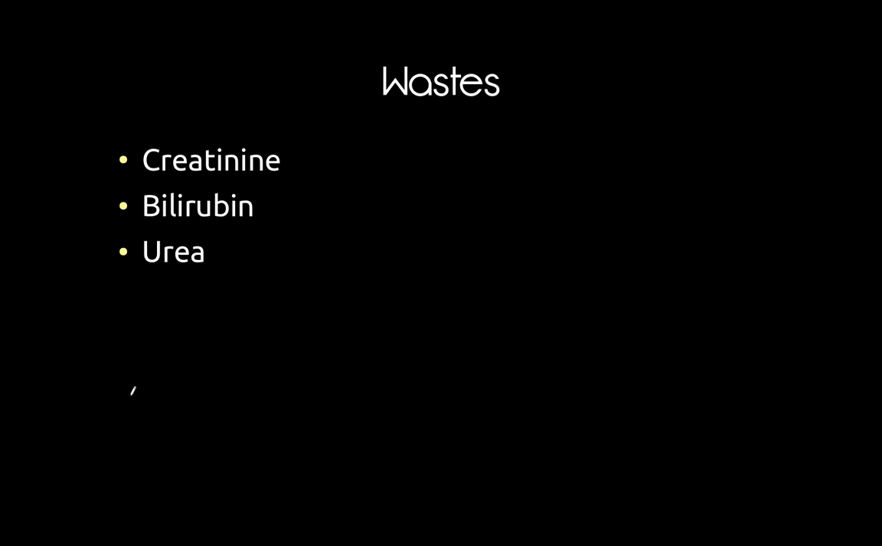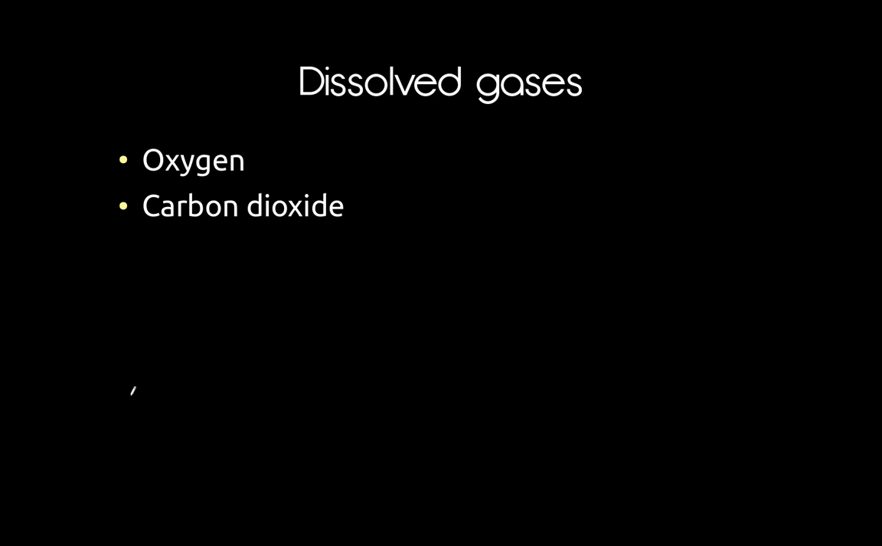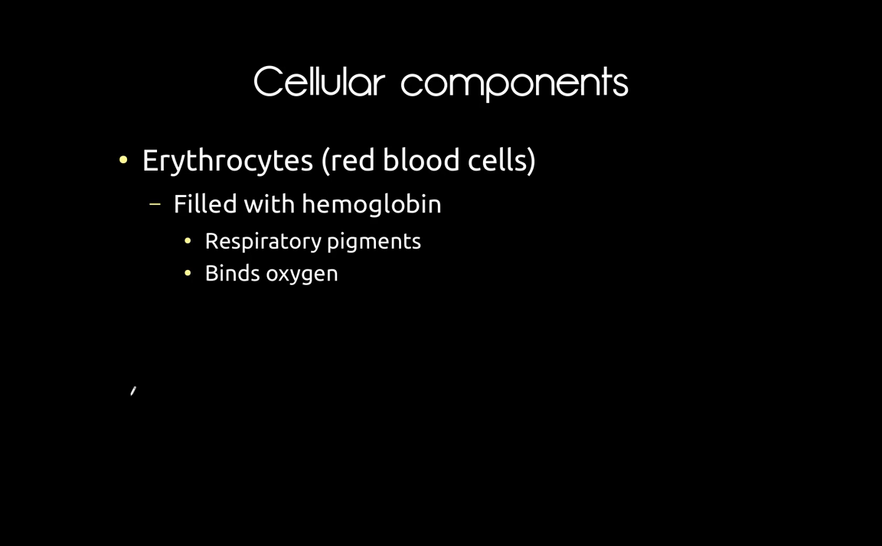And then also we have a list of wastes as well, most of these being metabolic wastes. Things like creatinine, bilirubin, urea are also going to be dissolved in the plasma. And finally, this is something that we haven't talked a lot about, but we'll definitely come back to this, especially when we get to the respiratory system. We have a good amount of dissolved gases in the plasma as well, particularly oxygen, carbon dioxide.